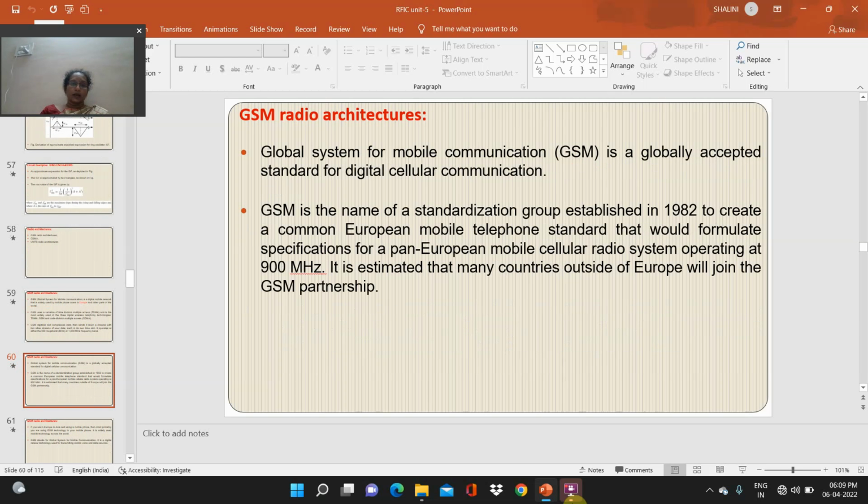Global System for Mobile Communication is a globally accepted standard for digital cellular communication. GSM is the name of a standardization group established in 1982 to create a common European mobile telephone standard that would formulate specifications for a pan-European mobile cellular radio system operated at 900 MHz. It is estimated that many countries outside of Europe will join the GSM partnership.